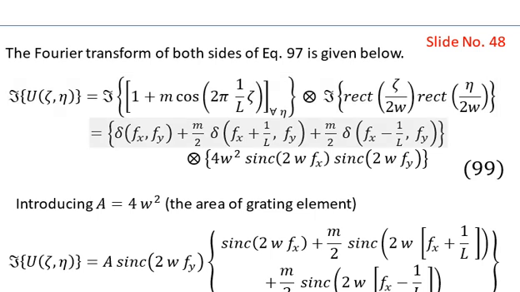Then there is a convolution sign, which we have written in the third row of equation number 99, and the two rect functions have been given in terms of sinc functions. The Fourier transforms of these two rectangles are given as sinc functions. So 4w square, that is 2w from each sinc, and there are two sincs, so we have 4w square, and one sinc is a sinc of 2w fx, the other is a sinc of 2w fy, as in equation number 99. So we are introducing A equal to 4w square as the area of the grating.